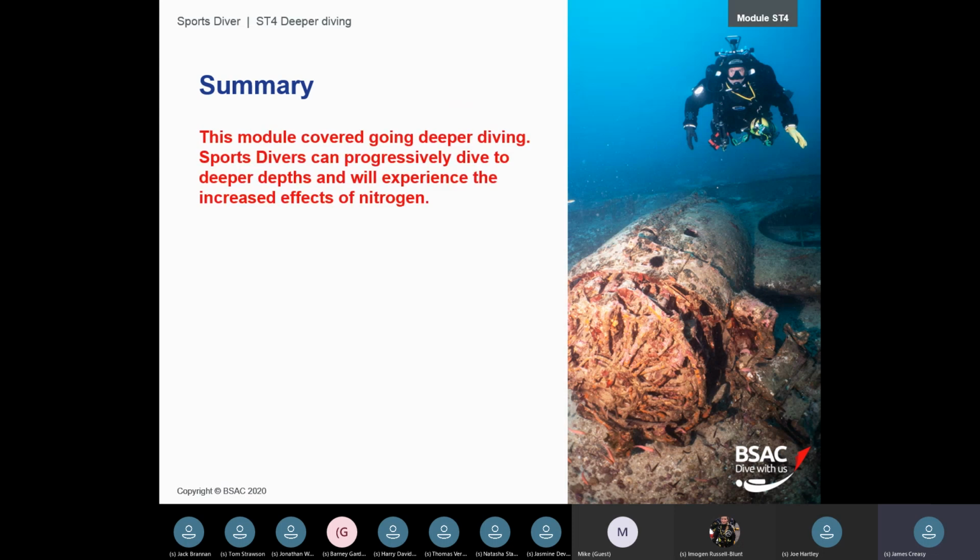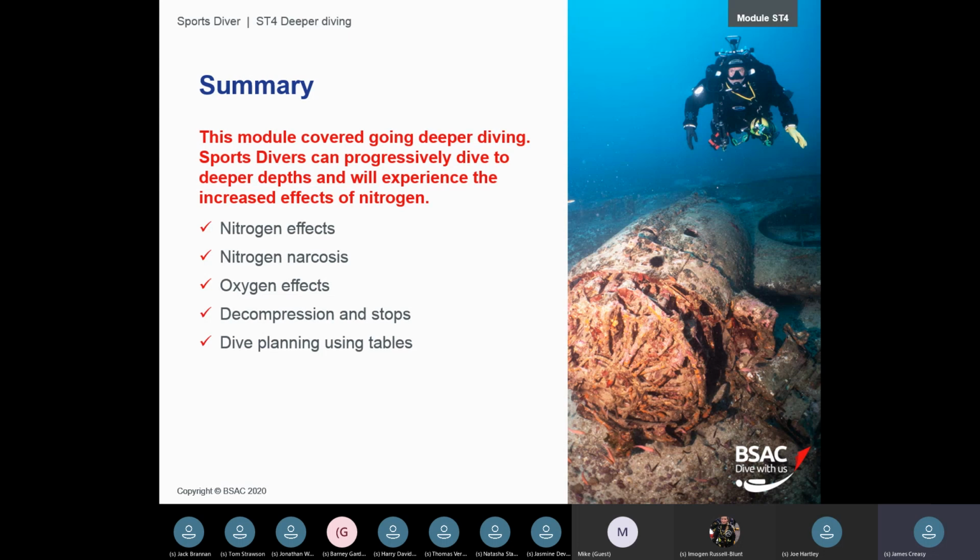So a quick summary, we've covered what it's like to be diving deeper. After this, you'll be able to dive down to 35 meters and then on to 20. So you can progressively dive deeper, so you'll experience increased effective nitrogen. So nitrogen affects nitrogen narcosis, the oxygen effects, decompression and decompression stops. So we had a quick look at that. We did some examples.